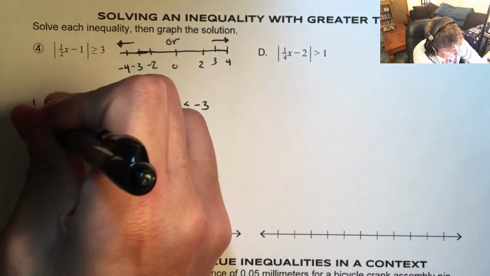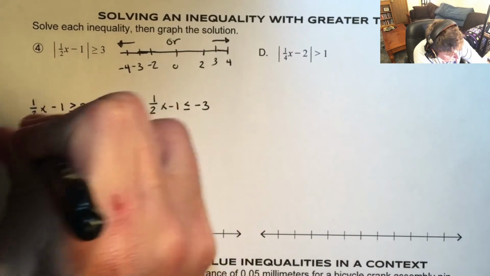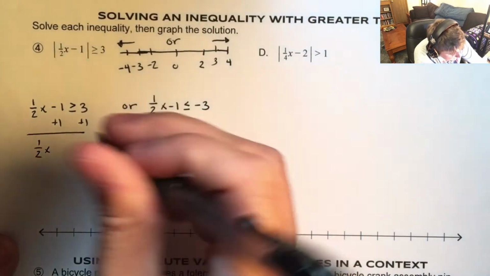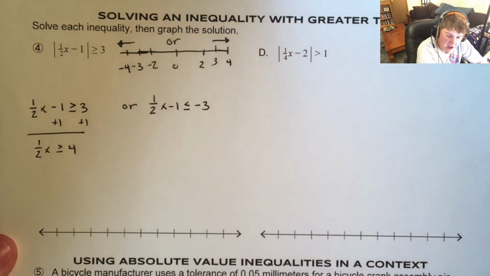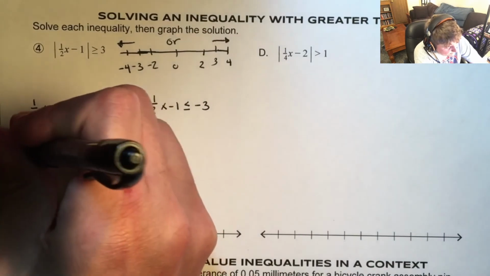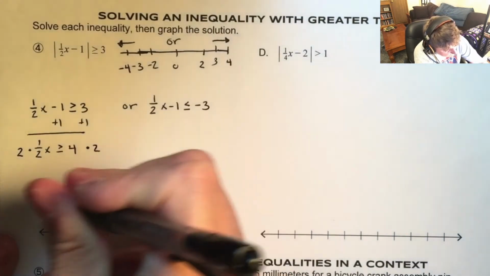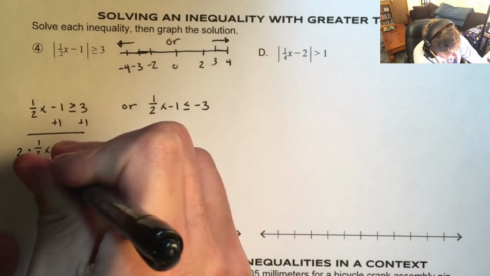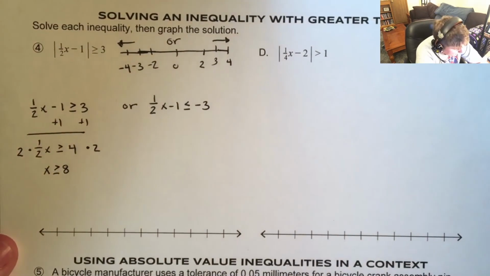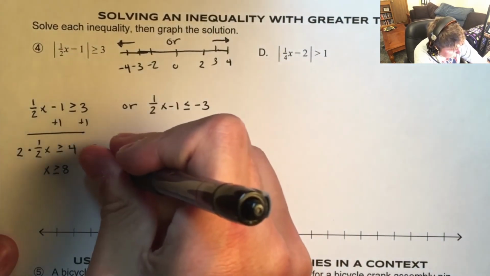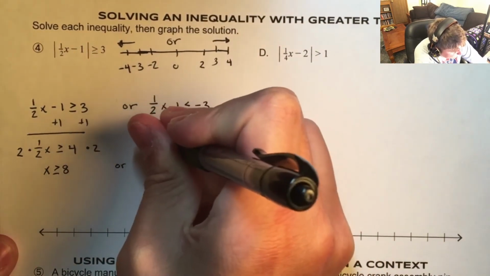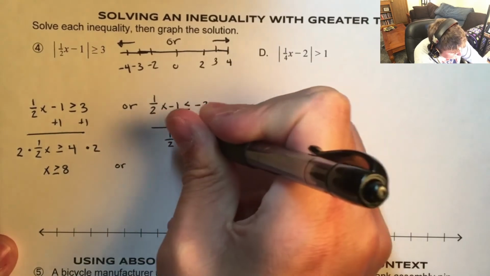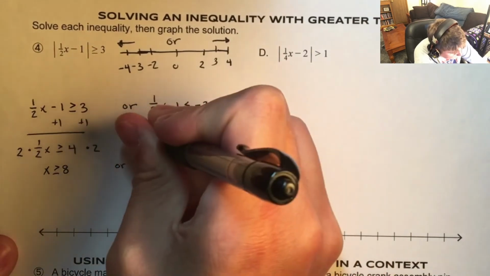Okay, so let's go ahead and add 1. I get a half of x is greater than or equal to 4. How can I undo multiplying by a half? We can do that by multiplying by 2 to get x is greater than or equal to 8. So there's my first part. Or if I add 1, I get a half of x is less than or equal to negative 2. Multiply by 2.